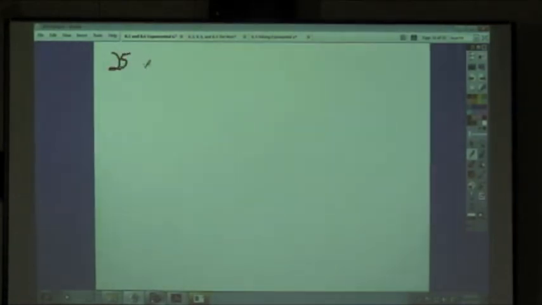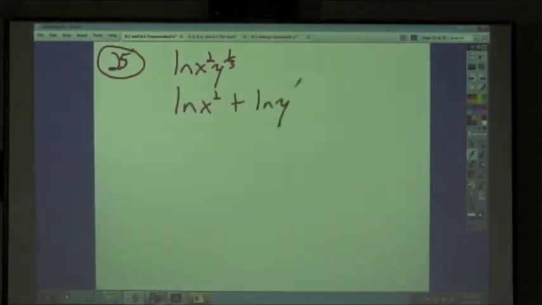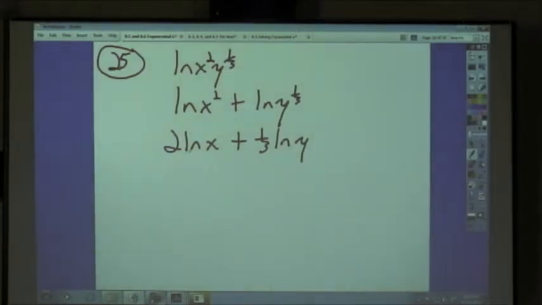25. If you look at 25, this one's kind of ugly. You got the natural log of x squared, y to the 1/3 power. So you can split that up first of all with natural log of x squared plus the natural log of y to the 1/3. Then because this is an exponent, you can move it to the front, so it'll be 2 times the natural log of x. And you can move this one to the front, so it'll be 1/3 times the natural log of y. And there's your expansion.